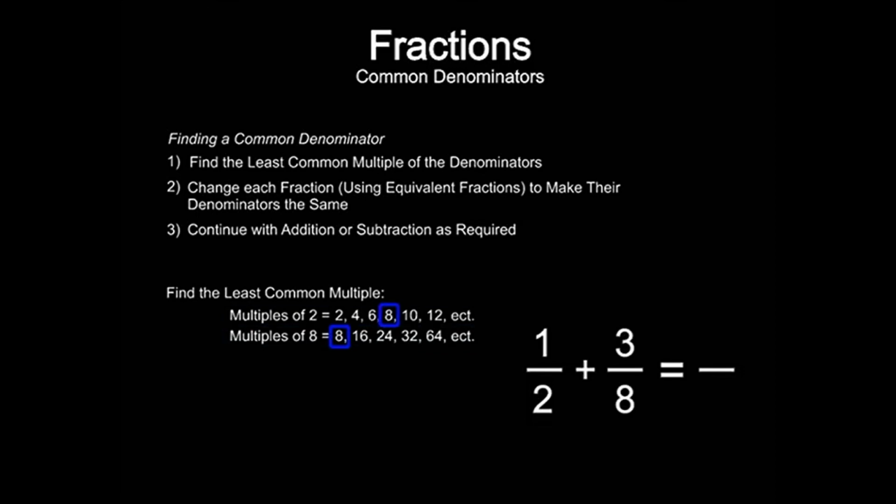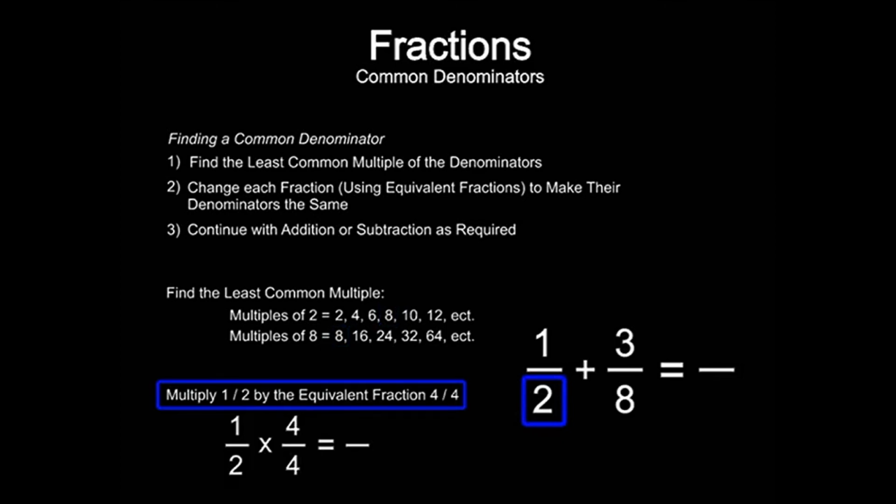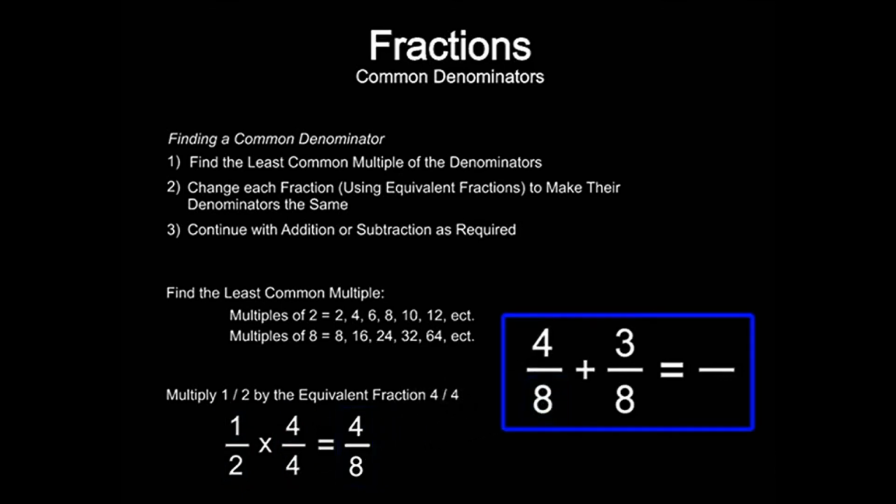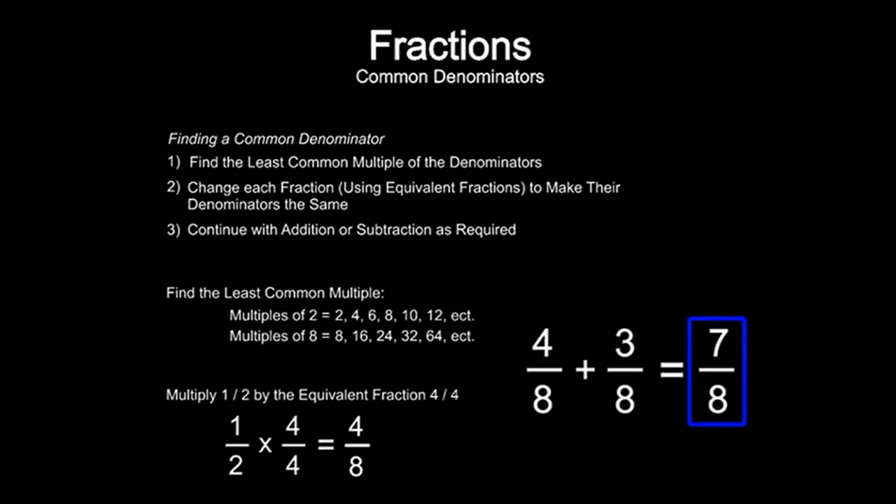To change the denominator in 1/2 to an 8, we must multiply it by a fraction equivalent to 1. The fraction 4 over 4 will allow us to change the denominator of the fraction without changing its value. Now we can return to the original problem and continue with our addition. Since the fraction 3/8 already has an 8 for a denominator, we don't need to change it. Continuing with our addition yields an answer of 7/8.